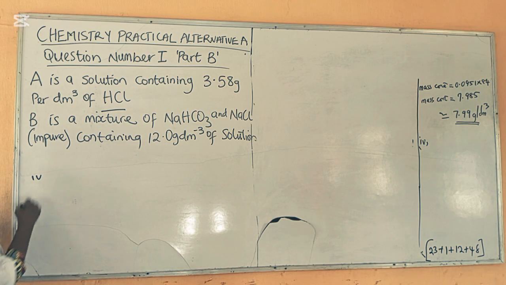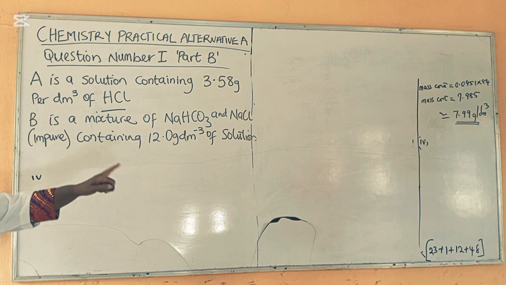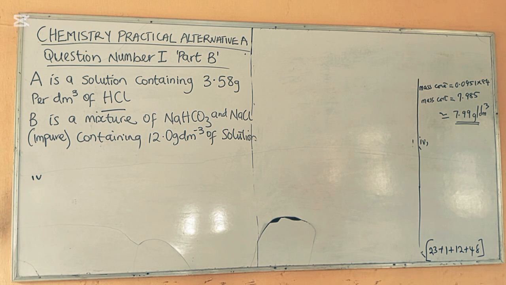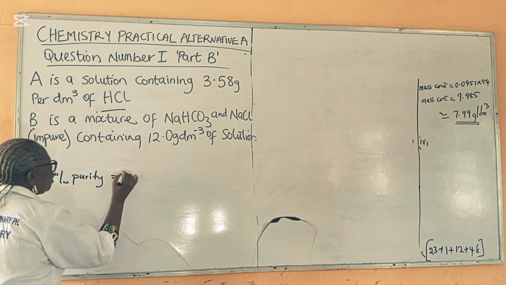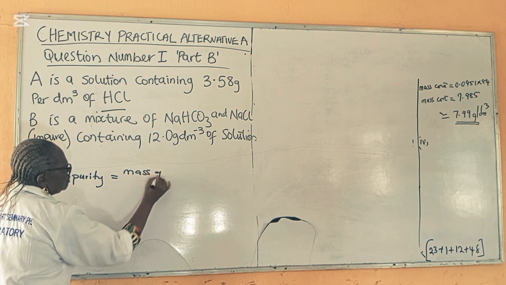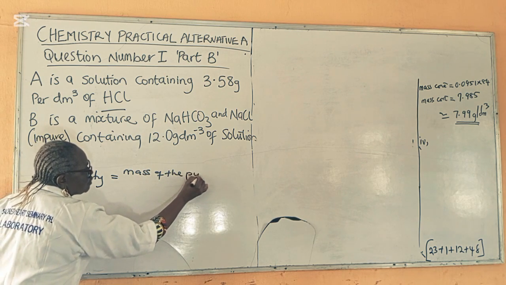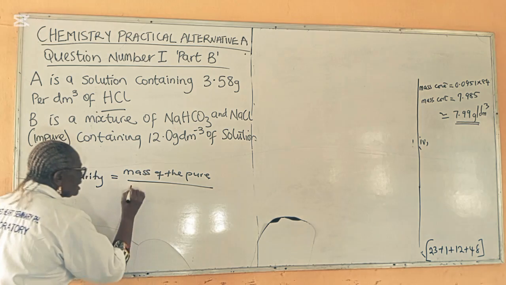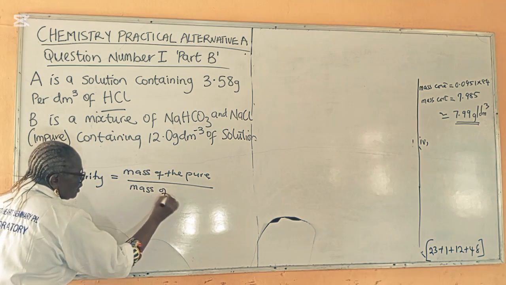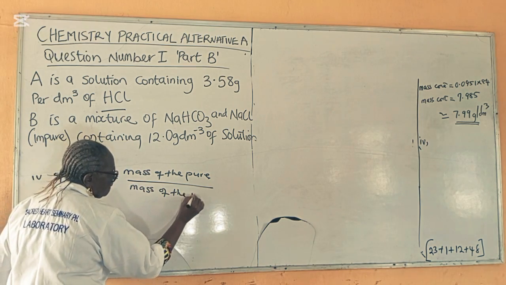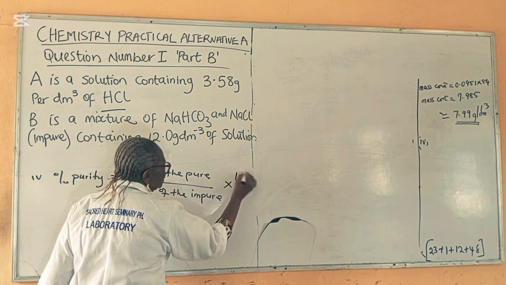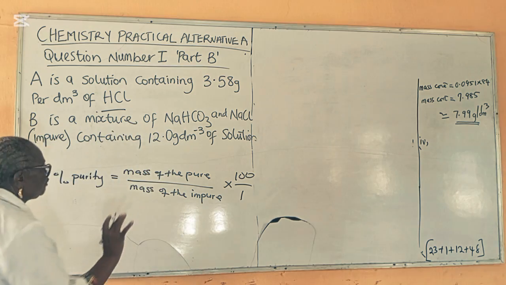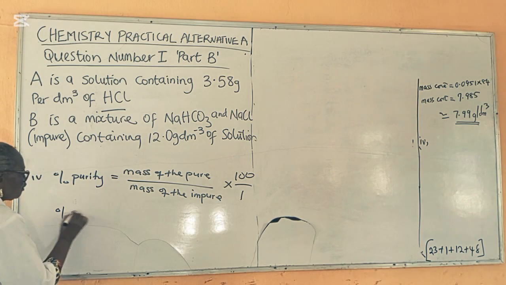IV says percentage purity. That is the percentage by mass of the pure in the mixture. It has a formula. Percentage purity is equal to mass of the pure, which we have gotten already, over mass of the mixture, which is the impure, times 100 over 1. That is the formula. So you have to substitute into the formula.